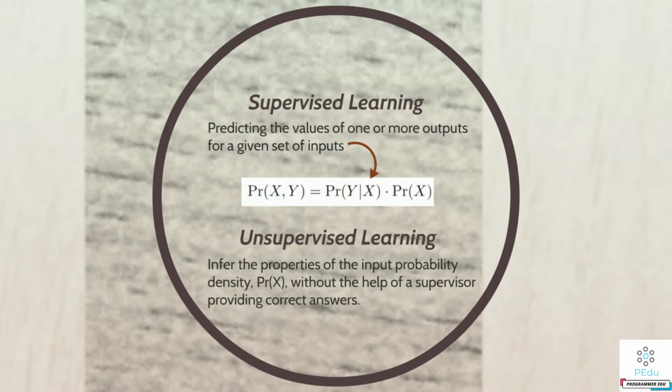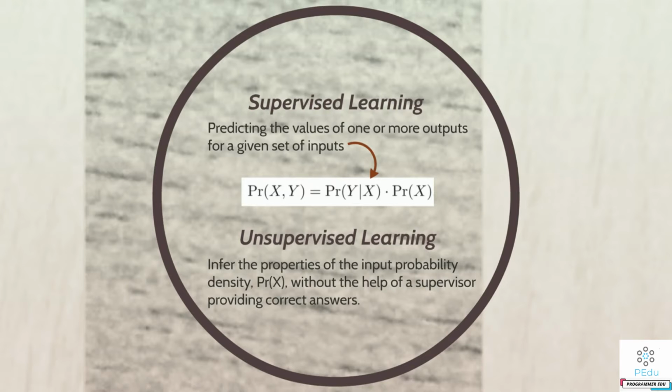In this case, one has a set of observations of a random vector with a joint probability density, and the goal is to directly infer the properties of this probability density without the help of a supervisor or teacher providing correct answers or degree of error for each observation.